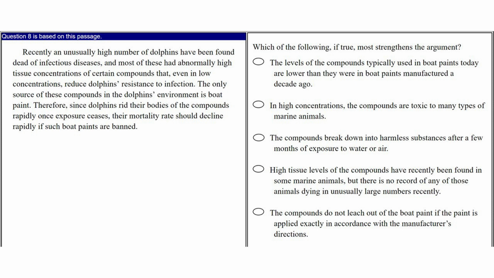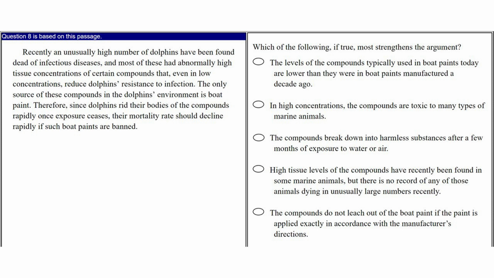The other problem is, what about the existing boat paint that's already out there? That's a weakness in the conclusion. So to resolve that weakness, we could say the boat paint that's out there already will rapidly become safe, for example. Those are two quick predictions. They don't have to be that accurate, but they just help us to prepare for looking for the right answer. We're looking for ways of removing the weaknesses in the conclusion and thereby strengthening the argument.